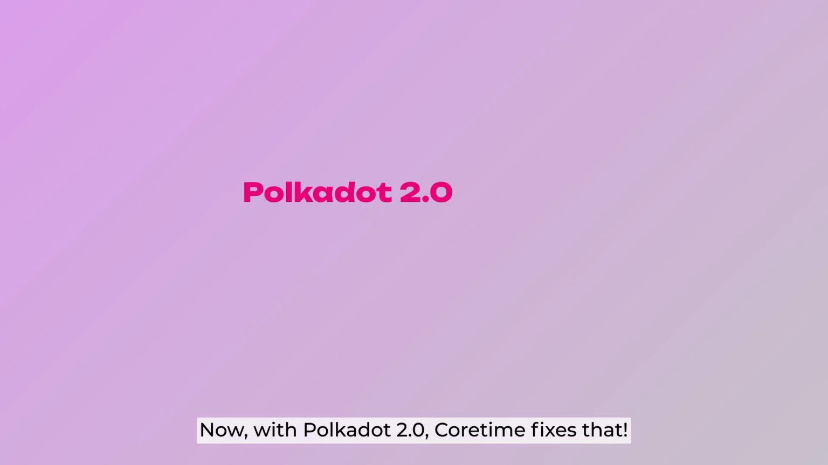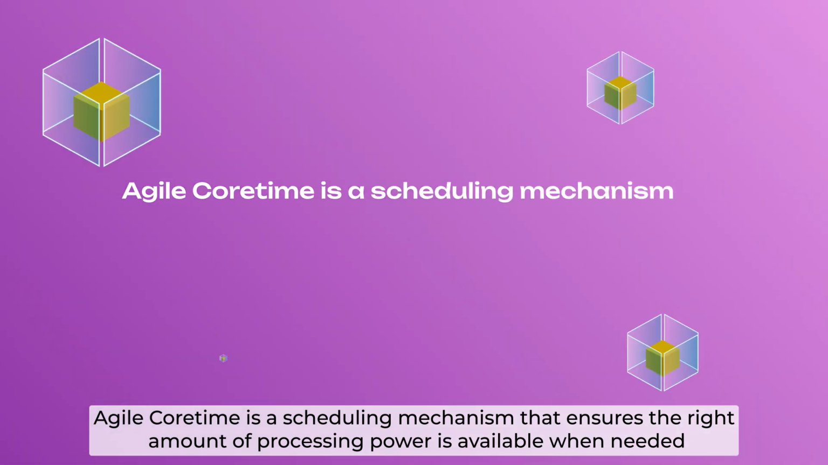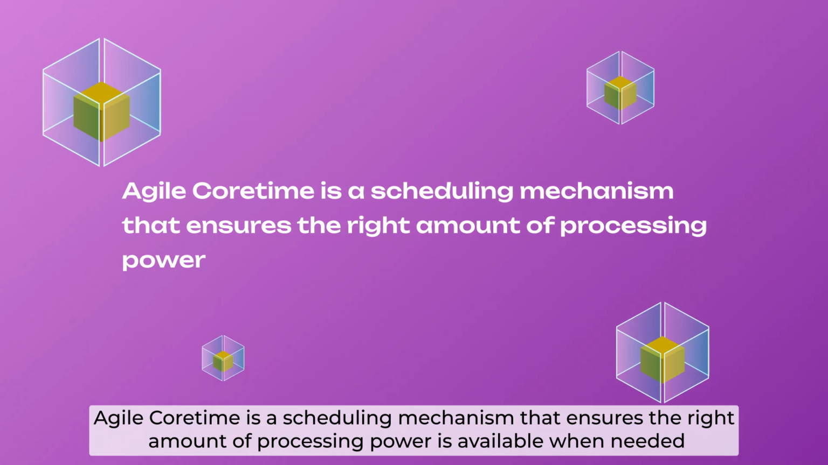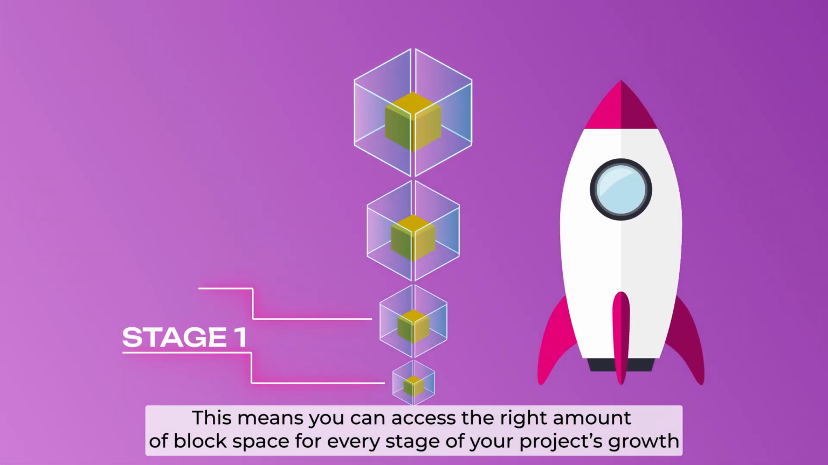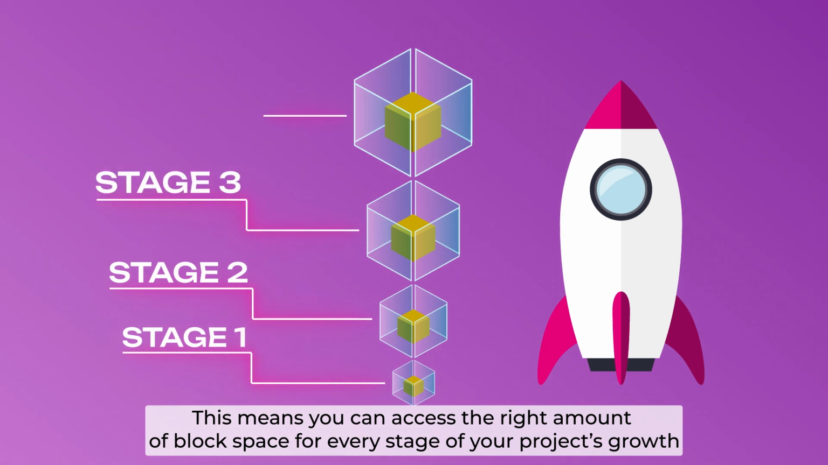Now with Polkadot 2.0, Coretime fixes that. Agile Coretime is a scheduling mechanism that ensures the right amount of processing power is available when needed. This means you can access the right amount of blockspace for every stage of your project's growth.